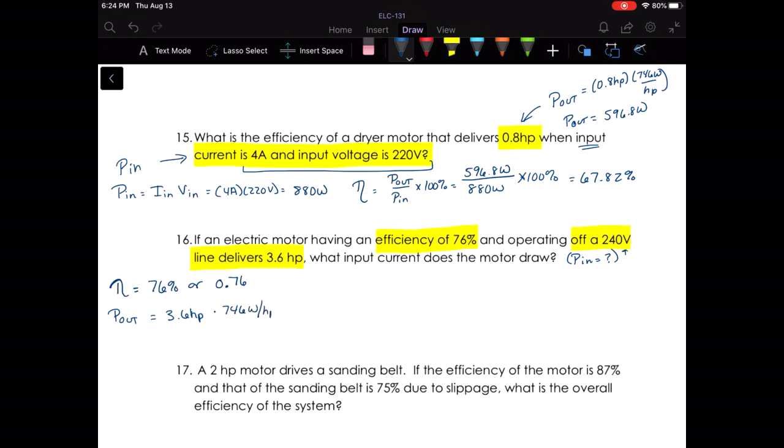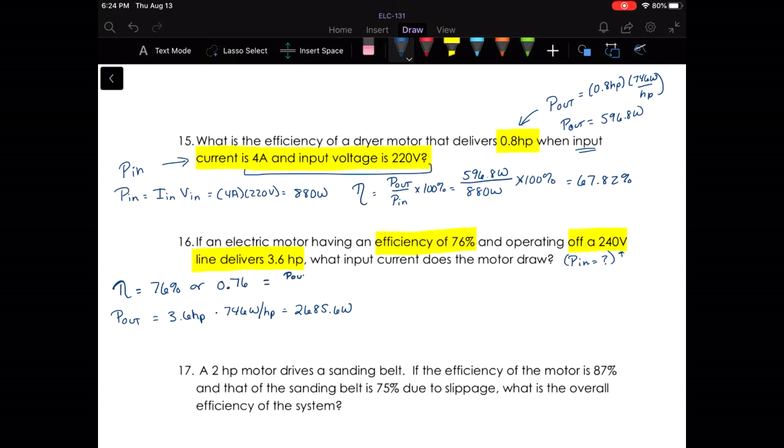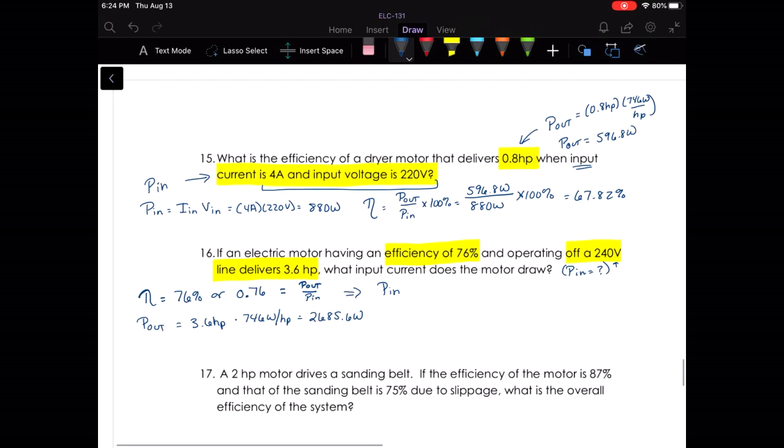746 watts per horsepower means that we have about 2,685.6 watts. So if the efficiency is the output over the input, then if we solve for the input power, multiply both sides by the input power, divide by 0.76, we get the output power divided by 0.76, and we just found the output power was 2,685.6 watts.